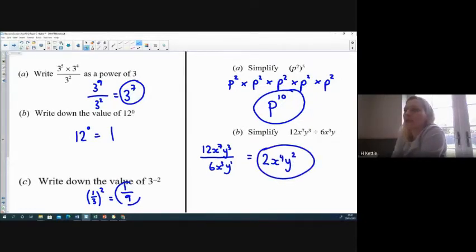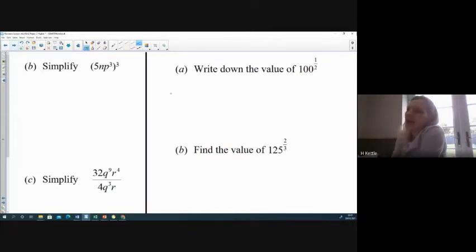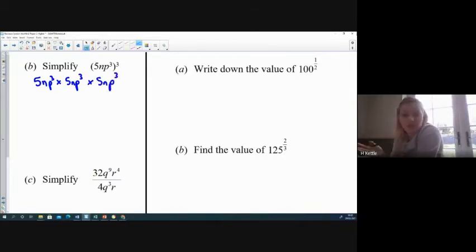A few more of those I think I've done. Okay, everything in this bracket needs to be cubed. So again, you could write out 5np cubed times 5np cubed times 5np cubed. And then we can do that. You might find that a little bit easier. Or you can say the 5 needs to be cubed, the n needs to be cubed, and the p cubed needs to be cubed. So we're going to end up with 125 n cubed p to the power of 9.